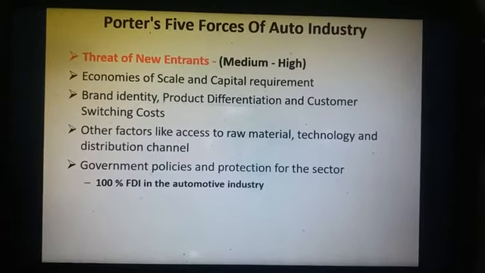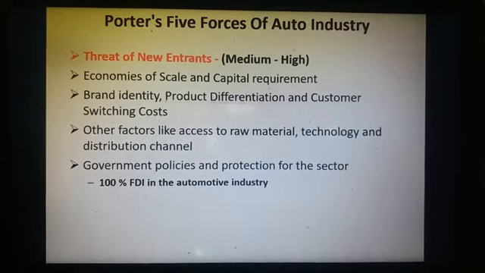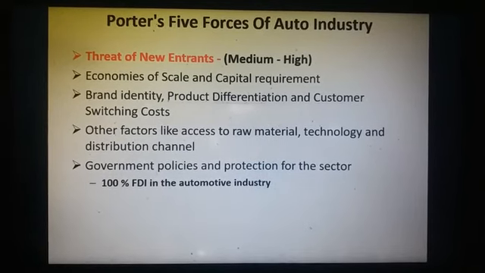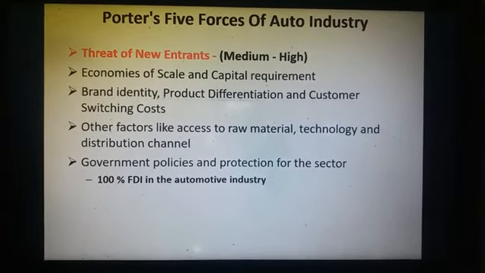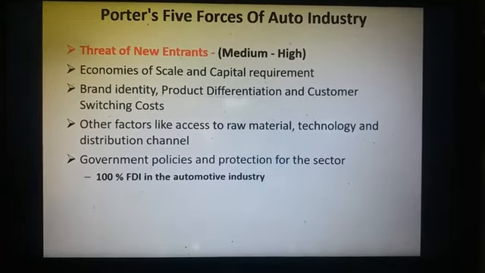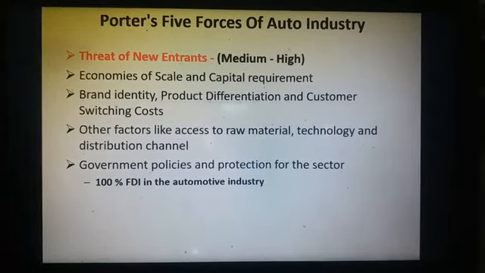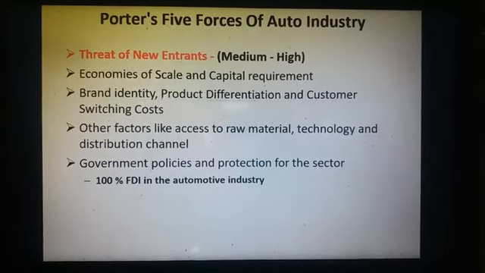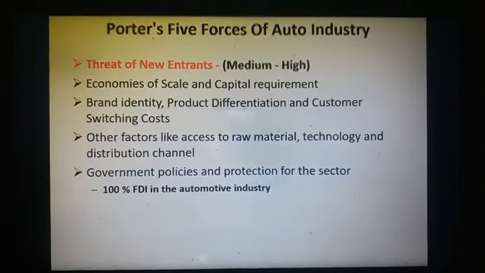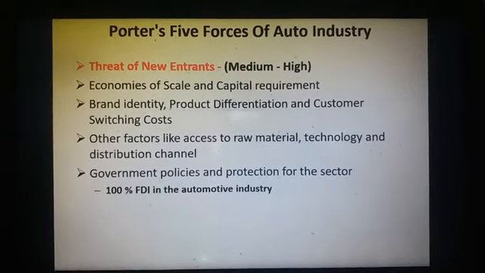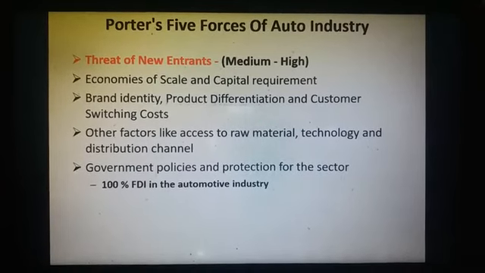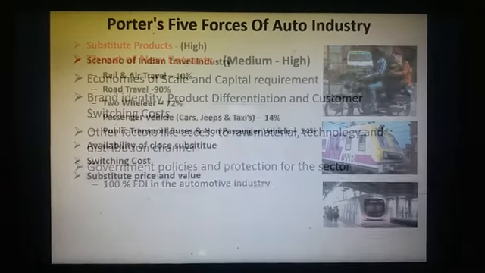Now, threat of new entrants, as we discussed. We talked about economies of scale and capital requirement, brand identity, product differentiation, and customer switching cost. Other factors like access to raw material in case of automobile as well. Government is providing 100% FDI, foreign direct investment, in case of the automobile industry.